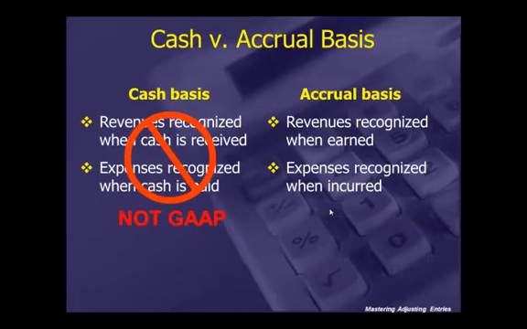Now, I do want to point out, cash basis is not accepted by GAAP, by generally accepted accounting principles. You need to be using accrual basis. Does it mean that we don't have some businesses, small business owners, small mom and pop shops that may be using cash basis? That's quite possible. But if you're a mid-sized to a large company that is publicly traded, they have to use accrual basis.